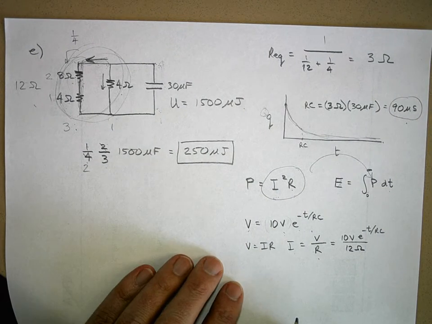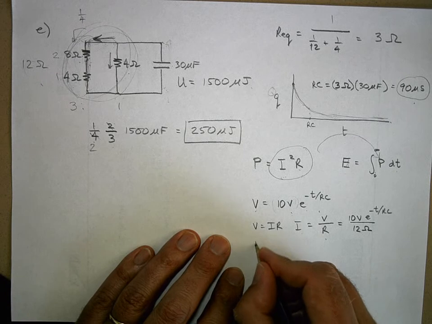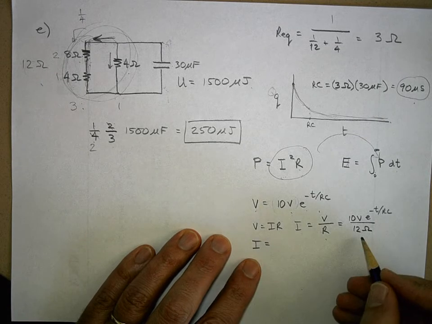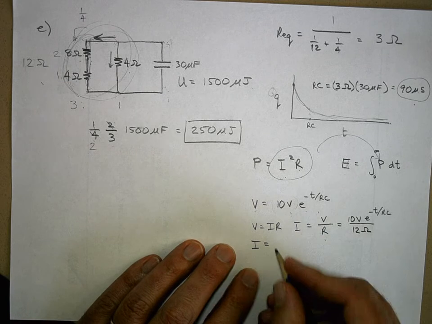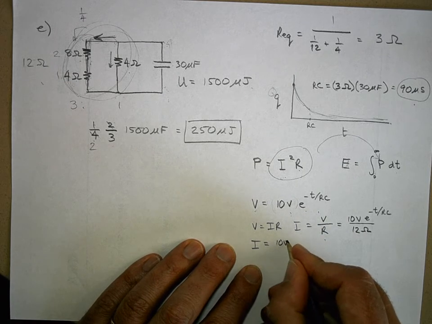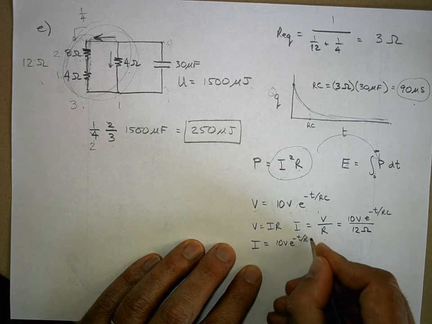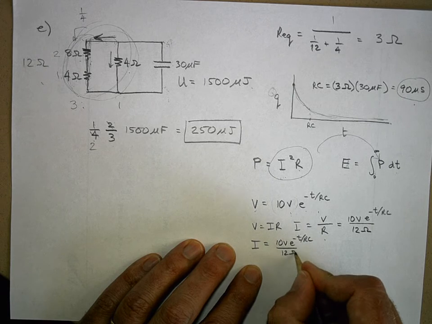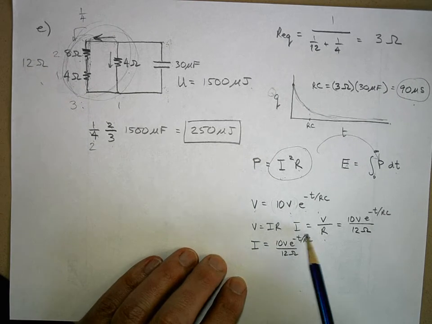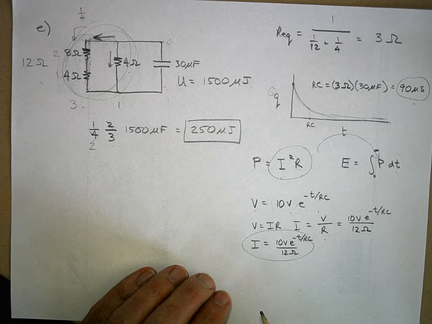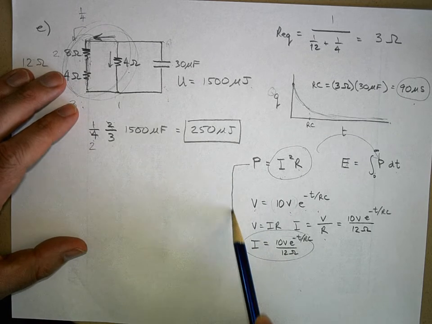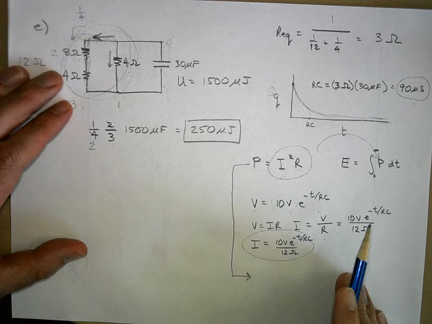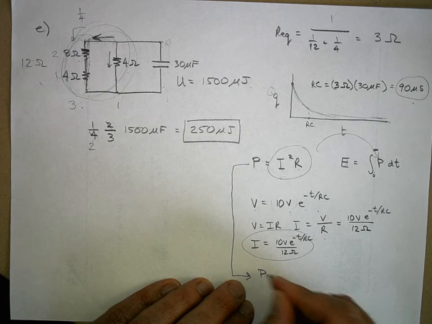So here's what I've got for current. The current is equal to 10 divided by 12, or 10 volts, e to the negative t over RC, over 12 ohms. That's my current as a function of time. So now I want to find power. So power is equal to this squared.